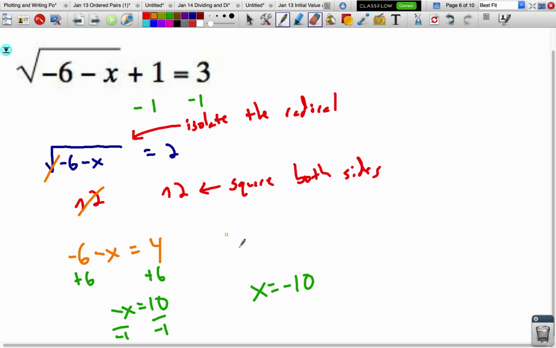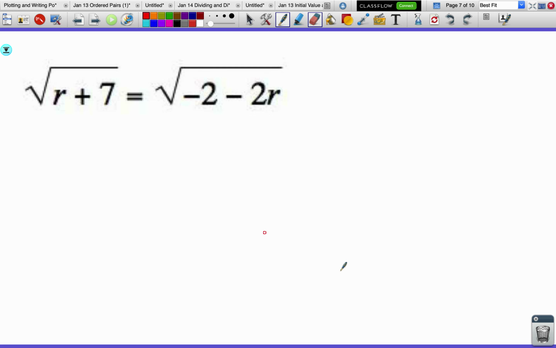Now you have to double check these answers because the square can cause you to pick up extraneous solutions and you won't really even know. But we can do this in our head. I plug in a -10 here. This negative flips it back to be positive. This becomes the square root of 4, which is a 2. 2 plus 1 equals 3. 3 equals 3. It does work out. But always double check because you can get extraneous solutions.